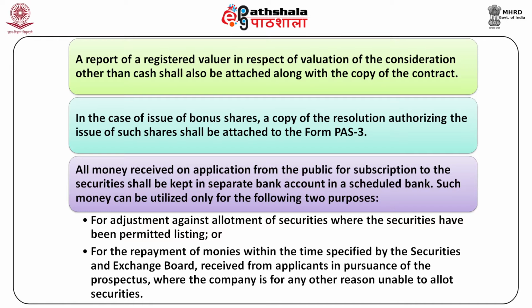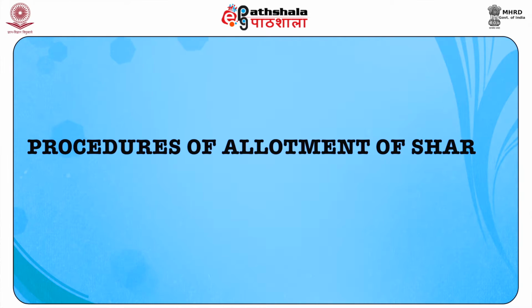Such money can be utilized only for the following two purposes. A. For adjustment against allotment of securities where the securities have been permitted listing. Or B. For the repayment of monies within the time specified by the Securities and Exchange Board received from applicants in pursuance of the prospectus, where the company is for any other reason unable to allot securities. We shall move on to discuss the procedures of allotment of shares.